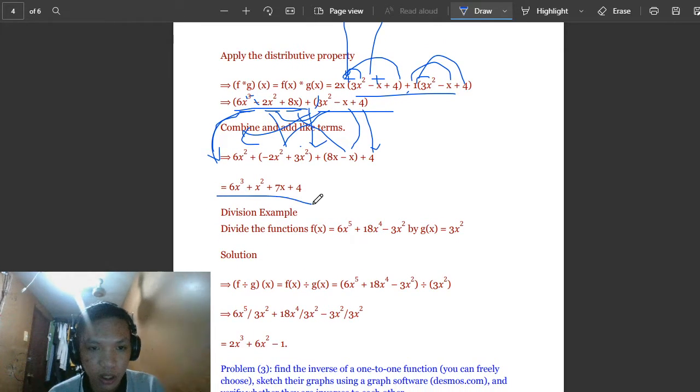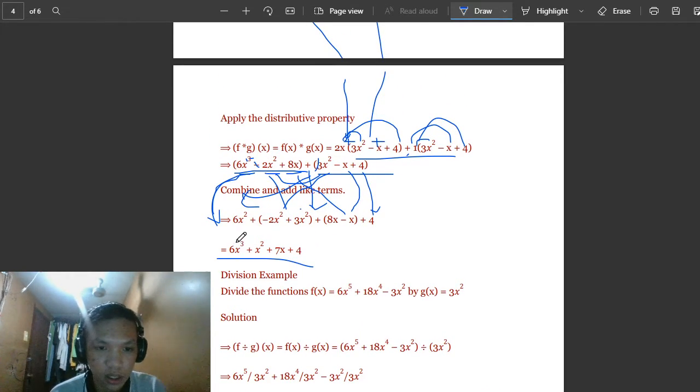So ang answer niya is 6x cubed, kay gi-add man nimo ang kuan, gi-copy nimo ni, pag-add mo siya, gi-minus, 6x dapat squared ni, mali na siya. So pagkaman ni minus din mo ang 8x minus x, tapos 7x plus 4.